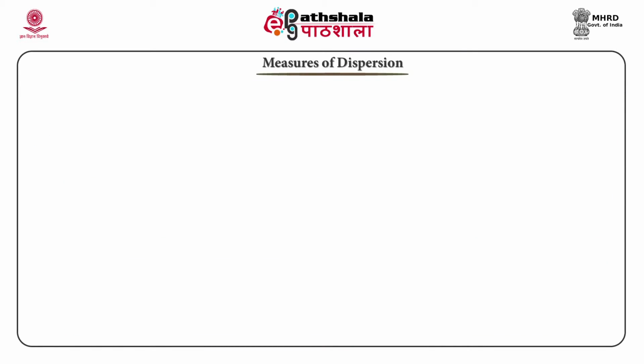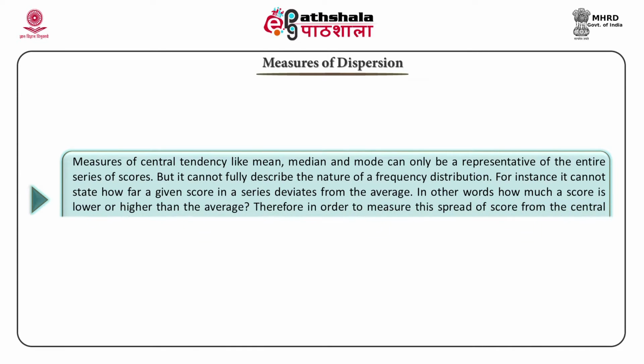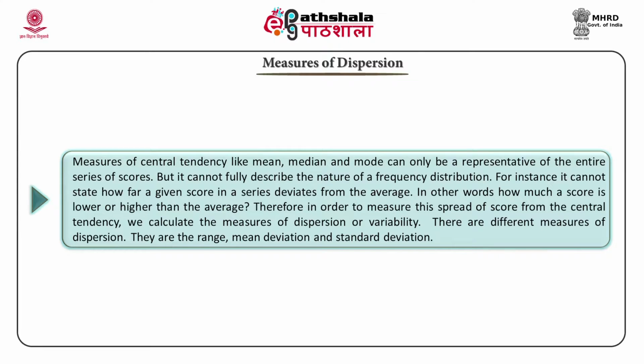Next, we come to the measures of dispersion. Measures of central tendency like mean, median and mode can only be a representative of the entire series of scores, but they cannot fully describe the nature of a frequency distribution. For instance, they cannot state how far a given score in a series deviates from the average. In other words, how much a score is lower or higher than the average.